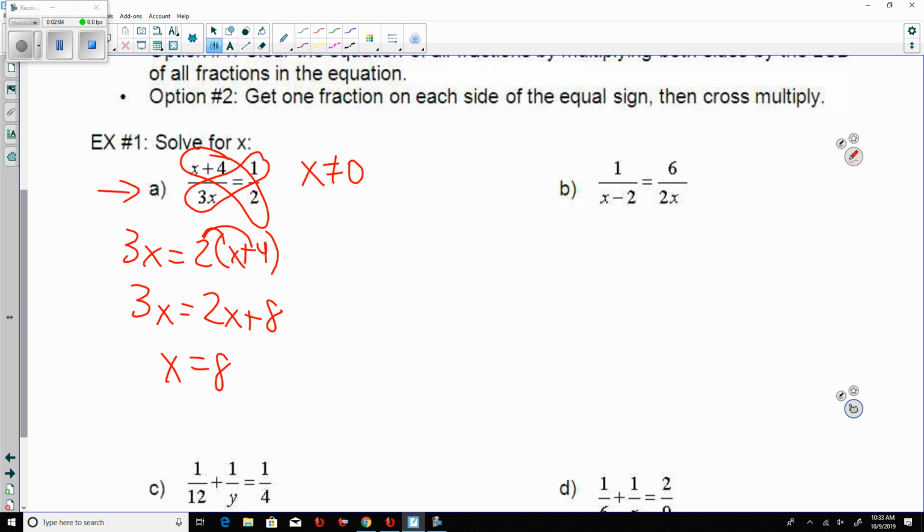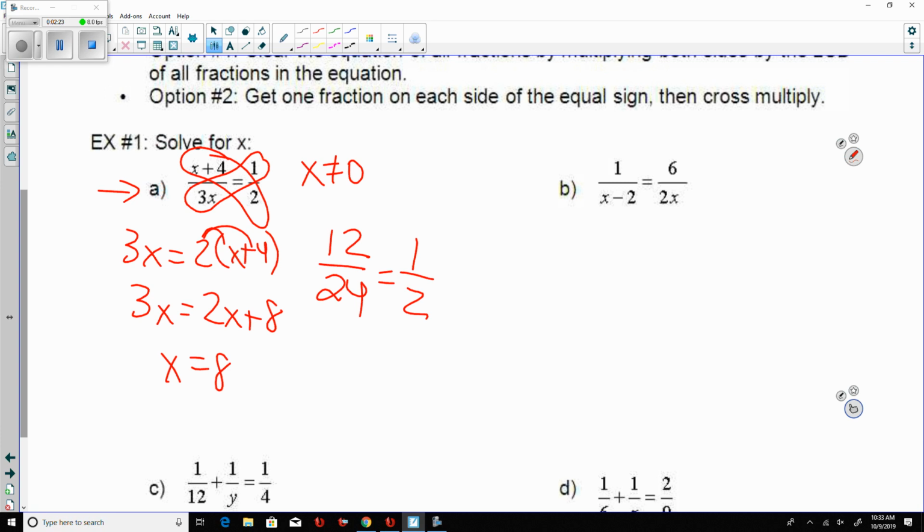Okay? And of course, you can always check. All right, x equals 8. If I put it back in the original, what's 8 plus 4? 12. 8 times 3 is 24. 12 over 24 is 1/2. So your solutions should work.